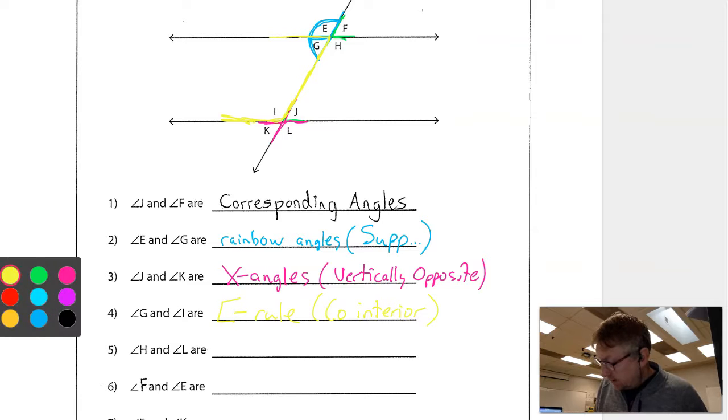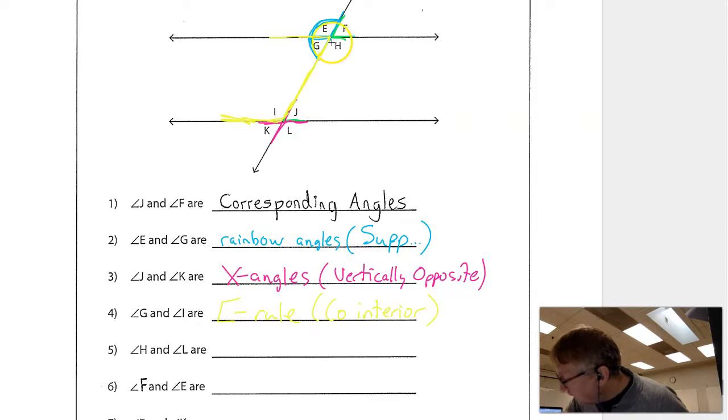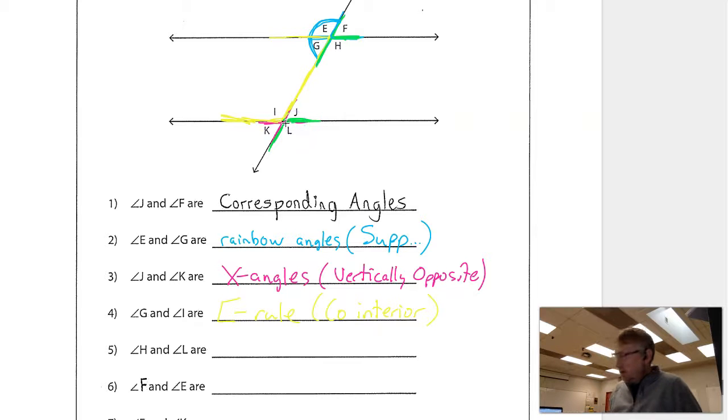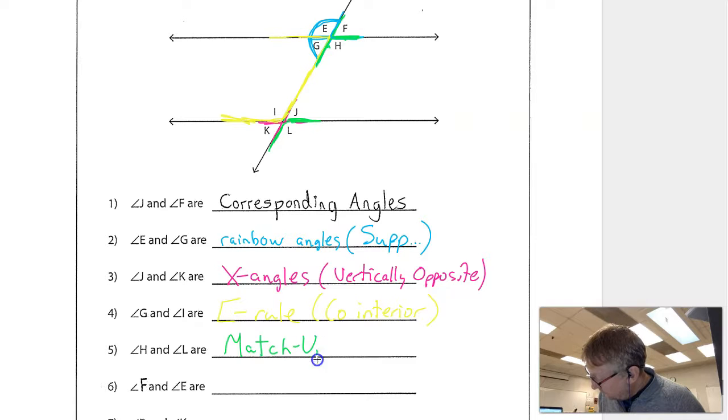New color, back to blue, let's say H with L. Where's H? Here's H. Maybe I should use a different color. I'll go green maybe. H with L. I hope you can see that just like J and F, they match up. H is the bottom right corner of the choices. L is also the bottom right corner. I believe they match up. Math up. I did it again. Corresponding.